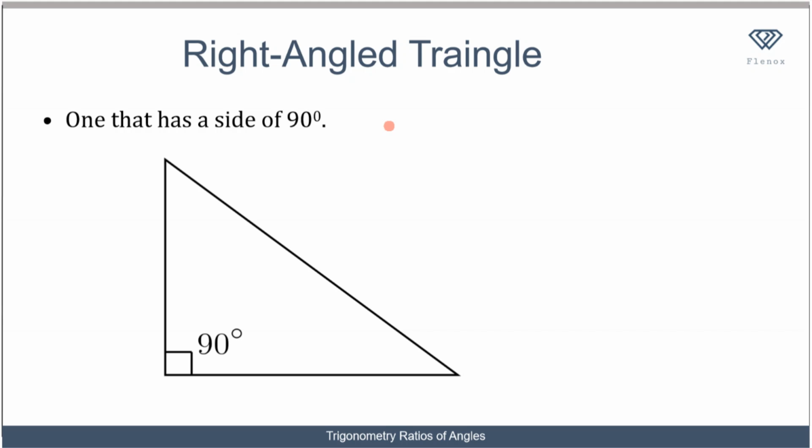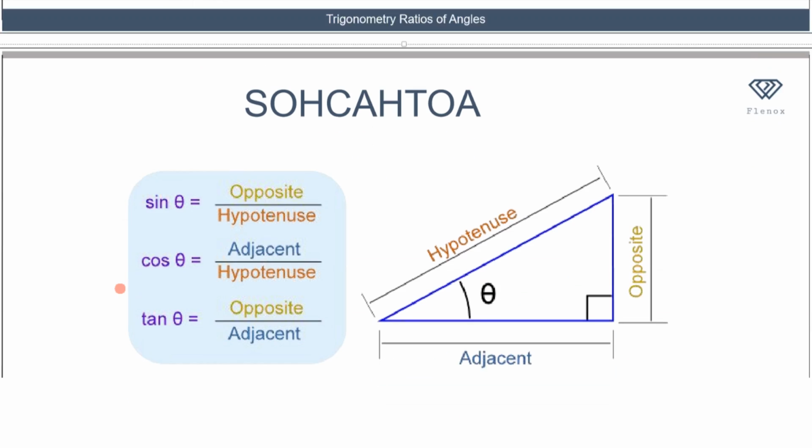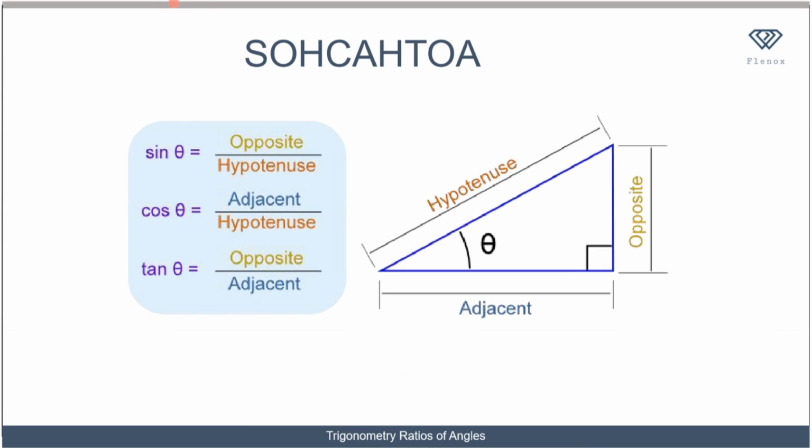To define the relationship between the angles and the sides of a right angle triangle, we make use of something called SOHCAHTOA. SOHCAHTOA is an acronym where S represents sine, and OH represents opposite and hypotenuse. So sine theta is equal to opposite over hypotenuse. Then cos theta is equal to adjacent over the hypotenuse, and tan theta is equal to the opposite over the adjacent.